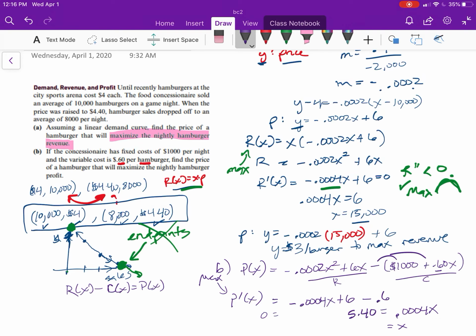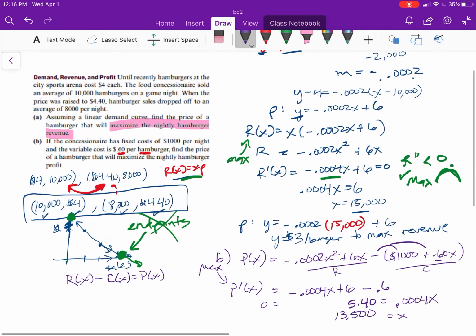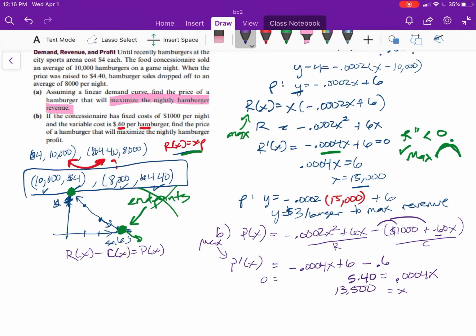And now when you divide, what do you get? I had it written down, 13,500. Okay, I definitely couldn't do that in my head. So 5.4 divided by 0.0004 is 13,500. Again, we're finding the price, right? Not how much was sold. So we need to sell 13,500.